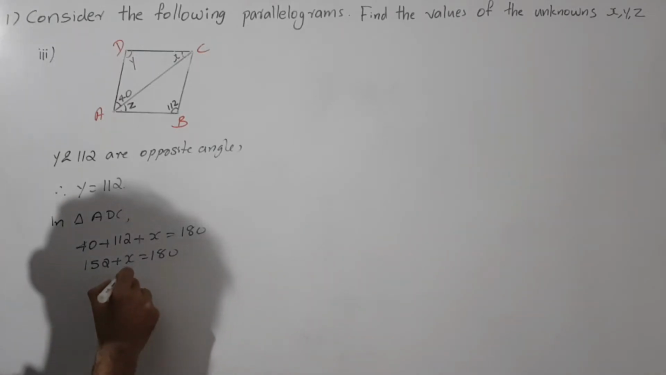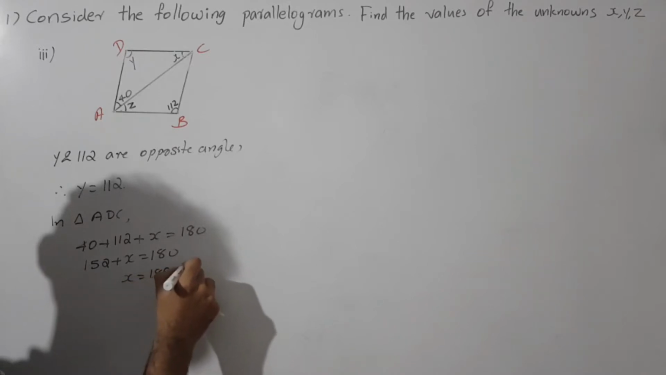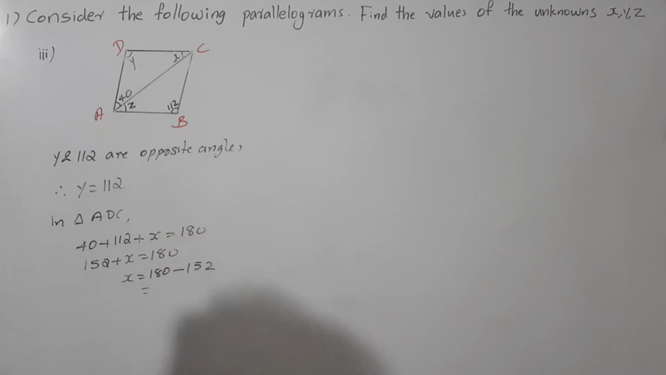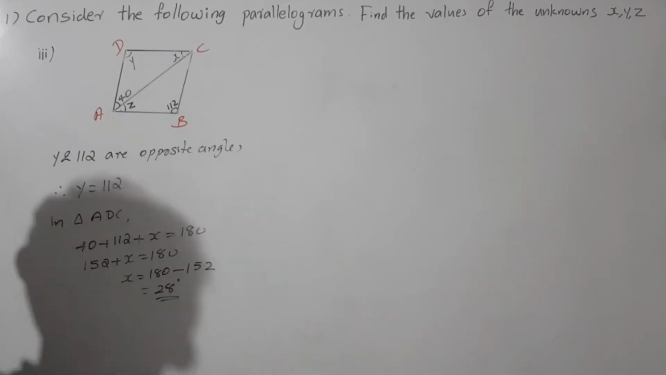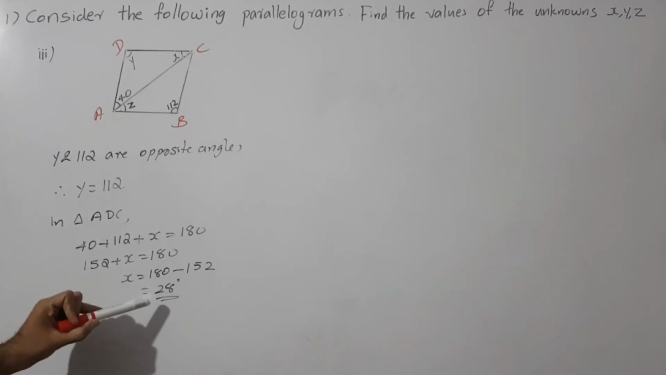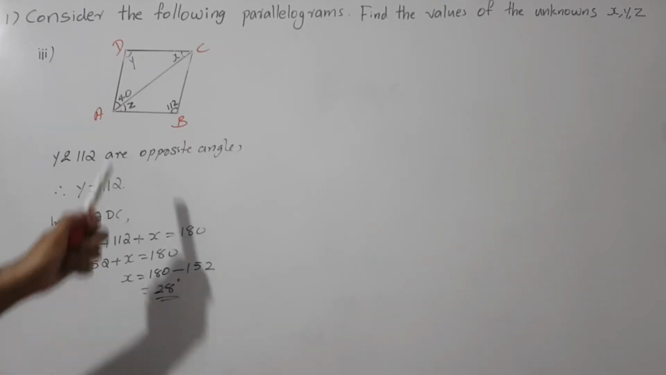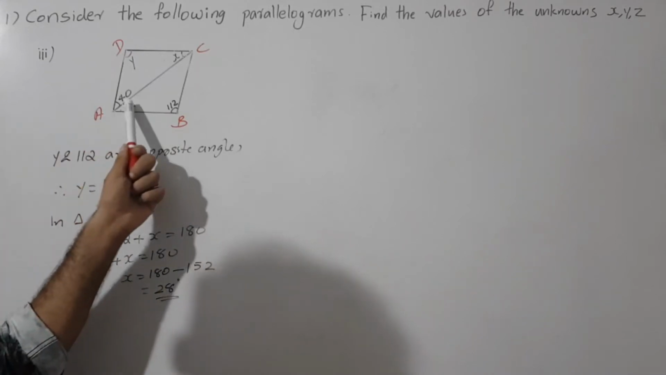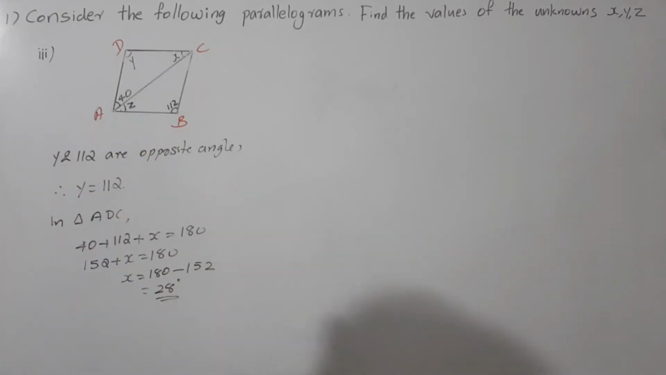Therefore x is equal to 180 minus 152. Correct? 180 minus 152. What is 180 minus 152? That one is 28. Now we got the value of y, we got the value of x, then what remains is the value of z. Here it is not possible to directly apply the property. It is not possible to directly find the value of z. For that we apply the property.